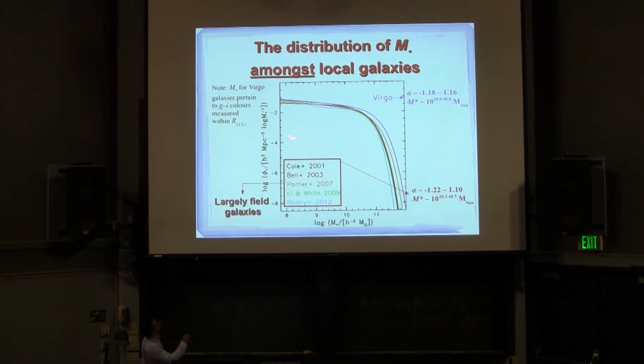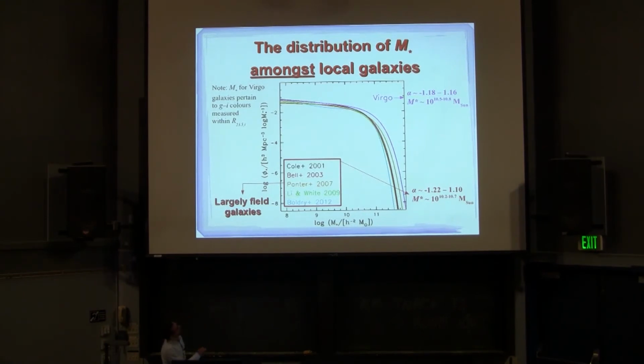And we're comparing against other Schechter functions fitted to various surveys, SDSS, 2MASS. Here we have the GAMA survey. And what we see is in the local universe, there's a very good correspondence between what has been obtained amongst the various surveys, with a low mass slope in a range of 1.2 to 1.1 and characteristic mass within a scatter of 0.5 dex.